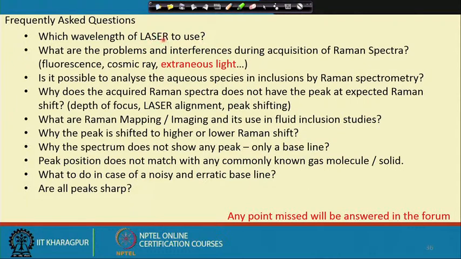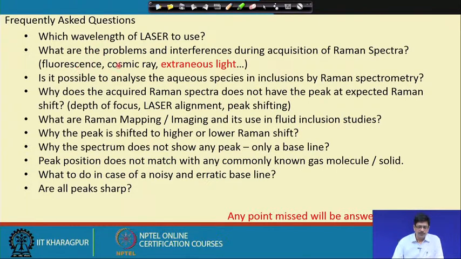So, wavelength selection depends on that, and definitely the signal will always be better for a shorter wavelength and a higher energy. For example, if we compare a 514 nanometer green laser with a 785 IR or red laser, the shorter wavelength laser will always give better signals.